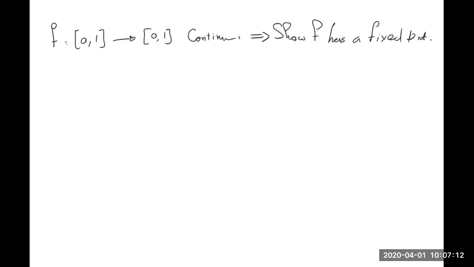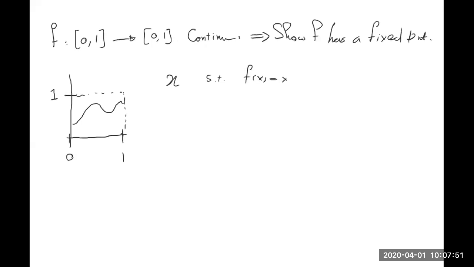Okay, we can look at the graph of this function. This is a function from the interval 0 to 1 to the interval 0 to 1, right? And the graph of a function would look something like this. This is a continuous function, right? So we're looking for a point x such that f of x equals x, right?